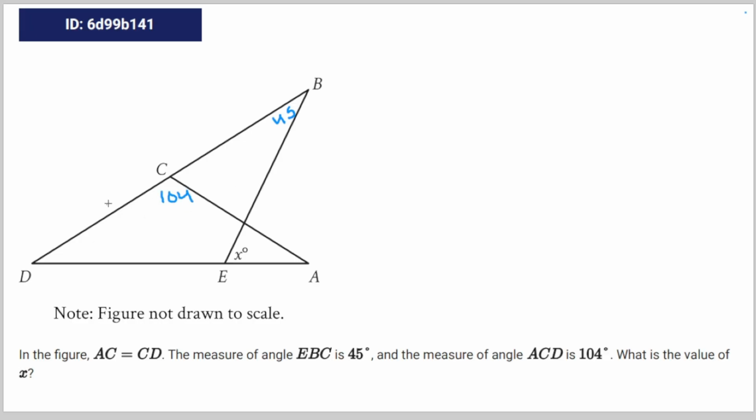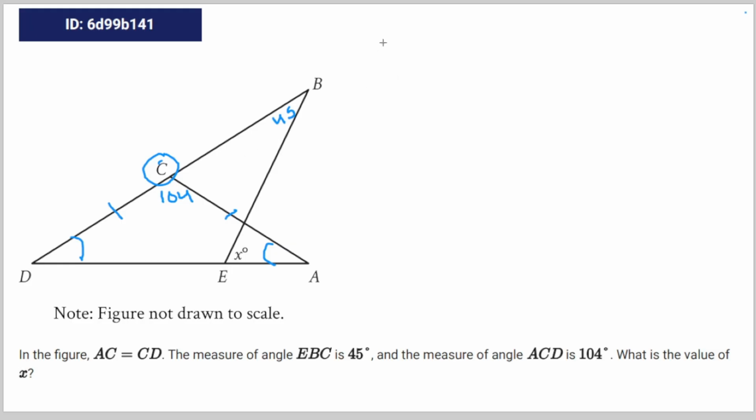And since AC is equal to CD, the triangle ACD is an isosceles triangle. And basically what this means is that it has two angles that are equal to each other. And since 104 is greater than 90, we know that C cannot be one of these two angles. Therefore angle A and angle D are the equal angles in the isosceles triangle.